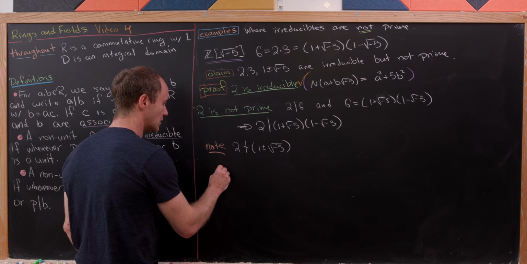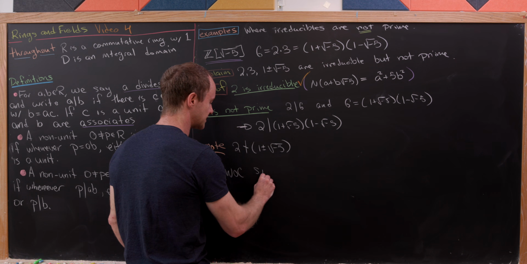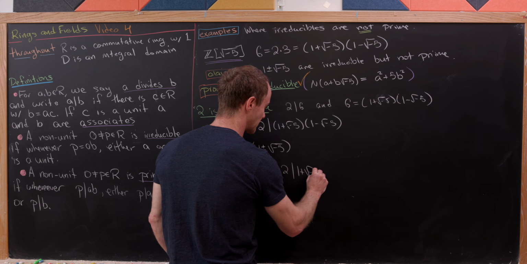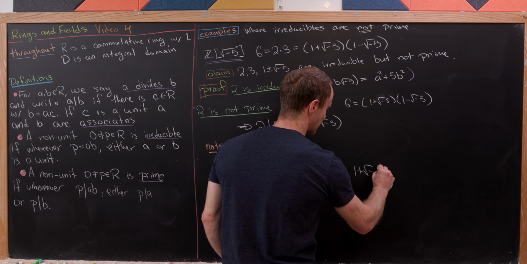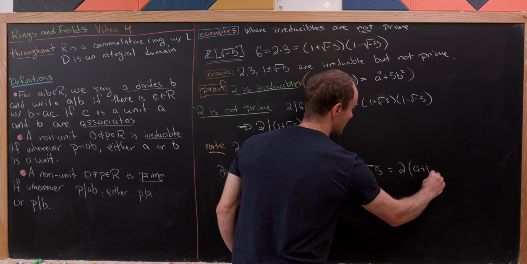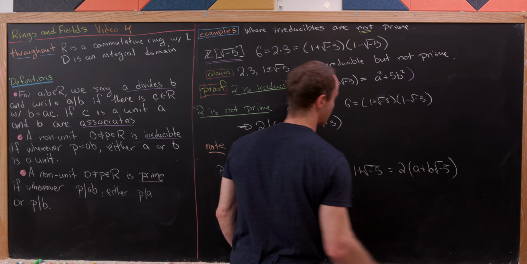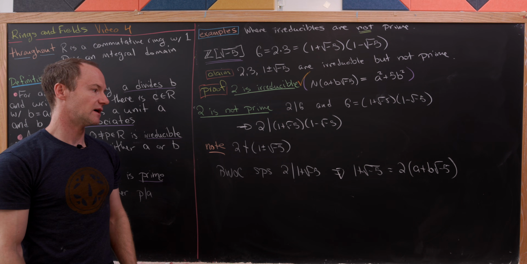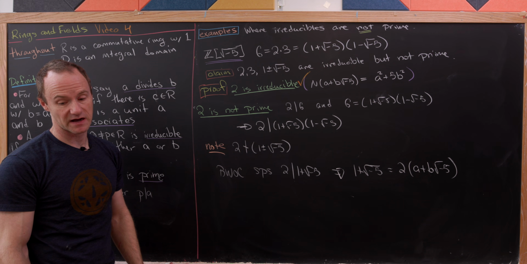Okay, so now we're going to do this by way of contradiction. So by way of contradiction, suppose that 2 divides 1 plus the square root of minus 5. But that means that we can write 1 plus the square root of minus 5 as 2 times (a plus b times the square root of minus 5). Remember, our division here is happening within the integers adjoining the square root of minus 5.